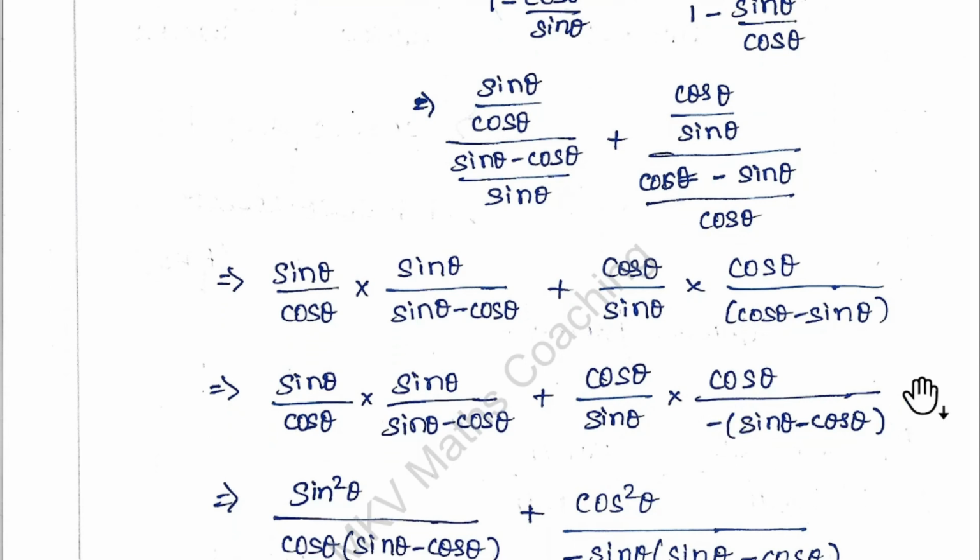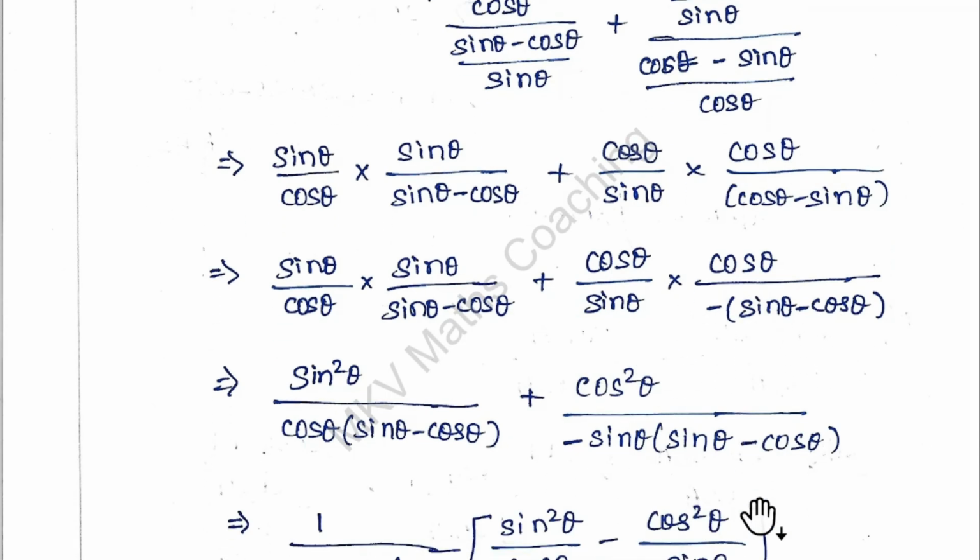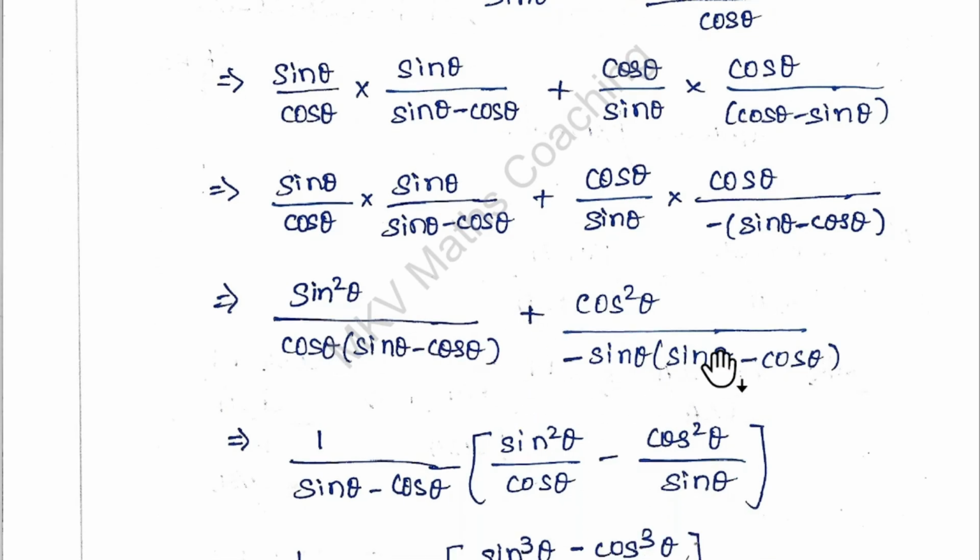So once you take minus common outside, just write numerator sin into sin square divided by cos into sin minus cos, plus cos into cos square, sin theta into, like you have minus, minus sin theta into sin minus cos. So this minus will go to this place, right? So now take the denominator common outside. What is the common denominator? Sin theta minus cos theta, right? So since it is a denominator, I am taking 1 divided by sin theta minus cos theta outside commonly. So remaining in the first term is sin square theta by cos theta, and here we have minus, so write this minus here, cos square theta by sin theta.